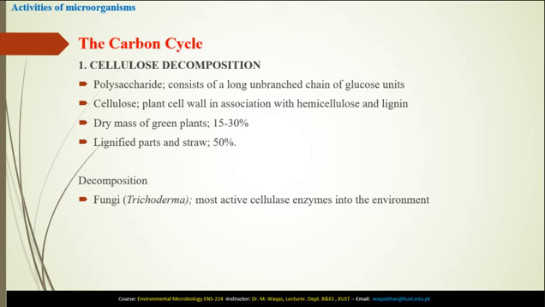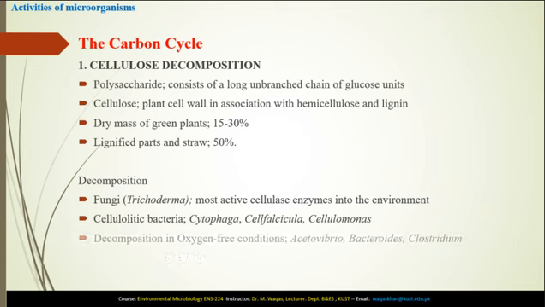The Trichoderma genera release the most active cellulase enzymes into the environment, which is followed by the enzymatic attack on the cells. Similarly, the bacteria that degrade the cellulose belong to the genera Cytophaga and Cellvibrio species. Furthermore, the decomposition may also occur in oxygen-free conditions. Mostly the fungi and the cellulolytic bacteria degrade the cellulose in the presence of oxygen, that is, simply we can say during aerobic conditions. So here it means that the cellulose can also be degraded during anaerobic conditions.